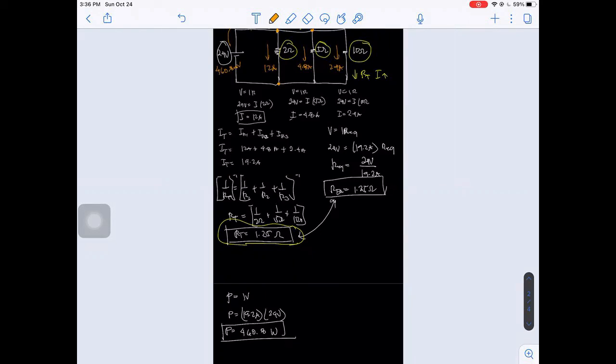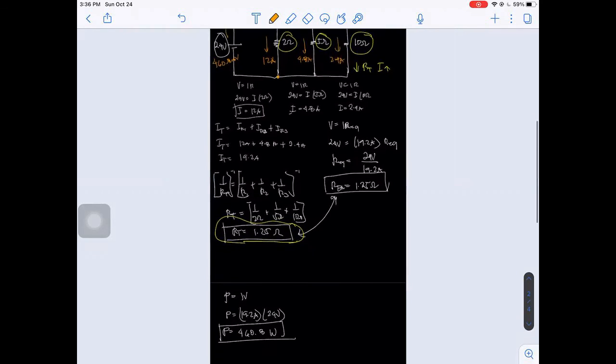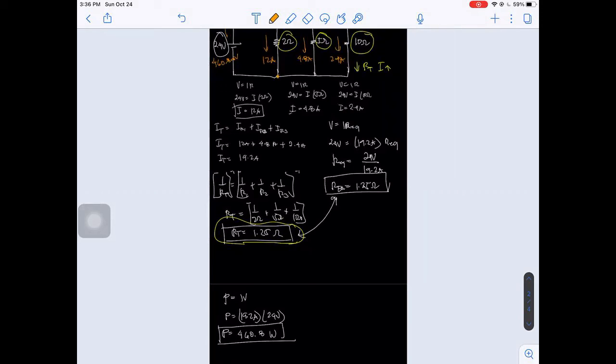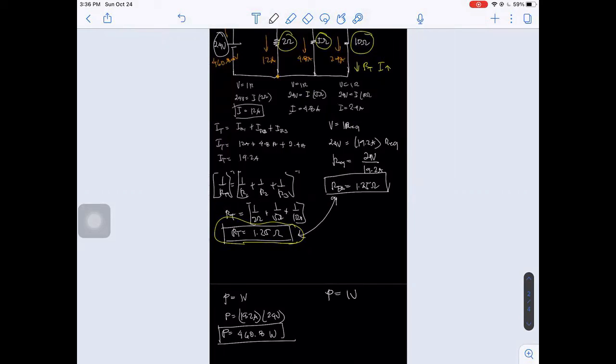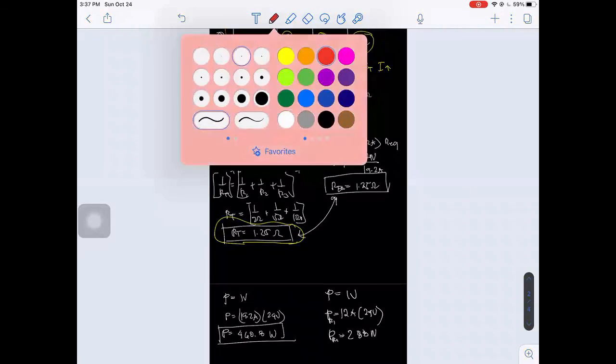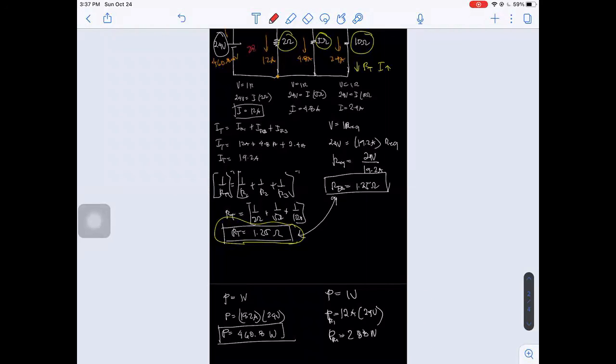For the power across each resistor, we can compute using again the same formula, P equals IV. So we have the power across resistor 1, PR1, with the current across resistor 1, which is 12 ampere, times the voltage, which is 24 volts. So we have 12 times 24, that is equivalent to 288 watts.